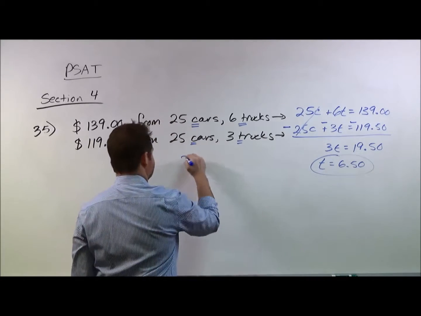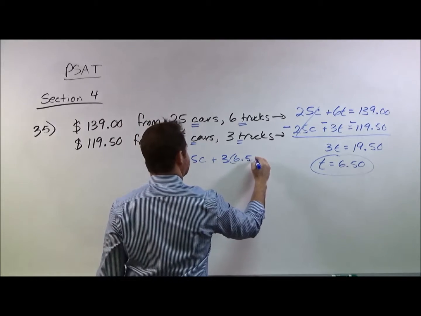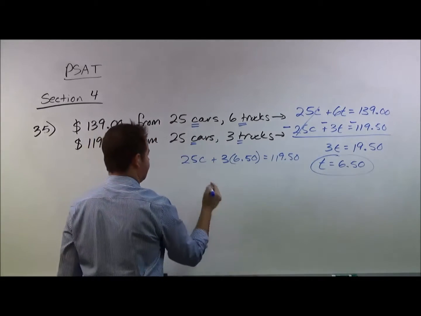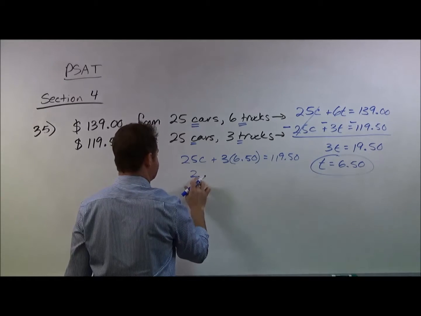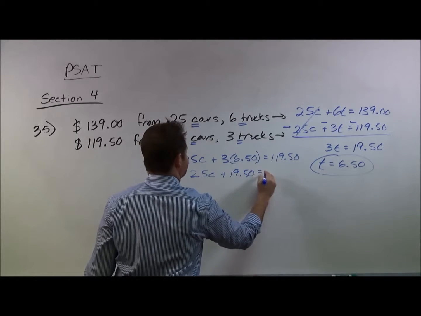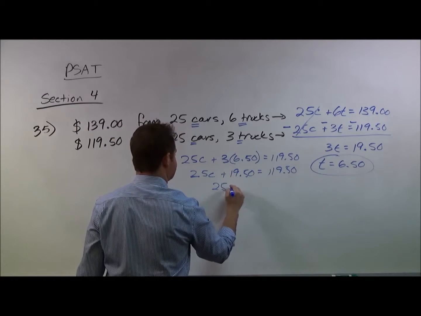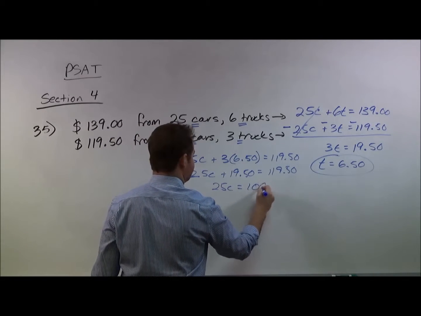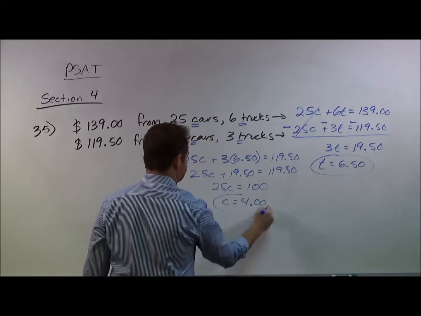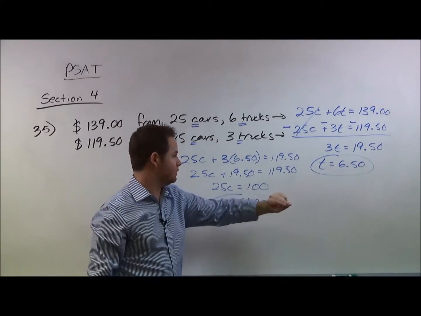So when we plug it back in, we have 25C plus 3 times 6.50 equals 119.50. And when we do the math on that, we get 25C plus 19.50 equals 119.50. Subtract 19.50, 25C equals, this will give us 100 on the nose. Divide by 25, C equals $4. So it's $4 for the cars, $6.50 for the trucks. A relatively expensive toll, if you ask me.